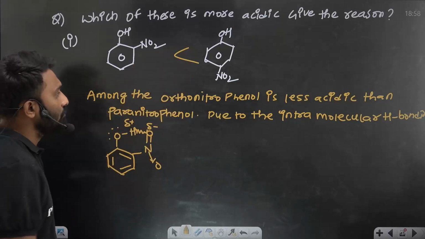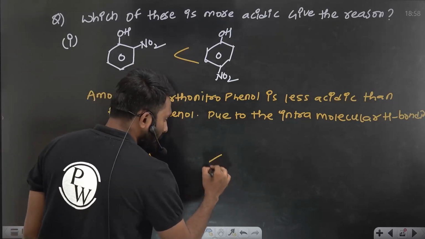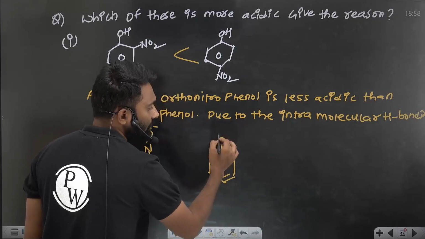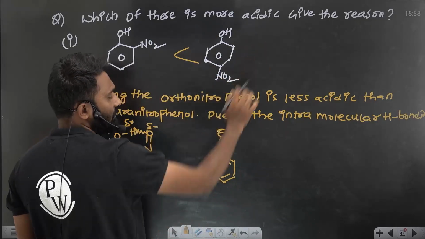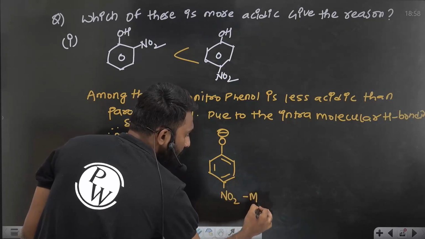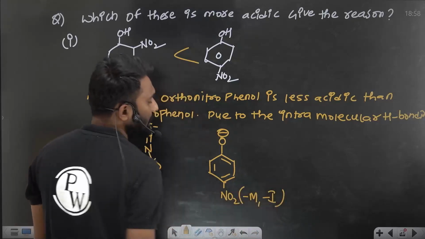But when it comes to paranitrophenol, let us assume H plus is given to the solution. Now this nitro group is a minus M as well as a minus I group.